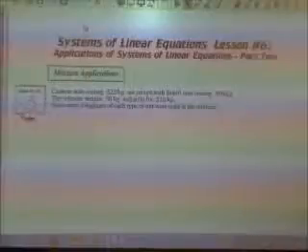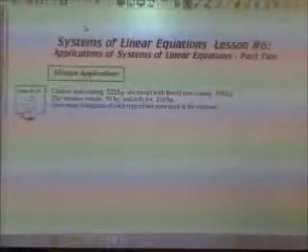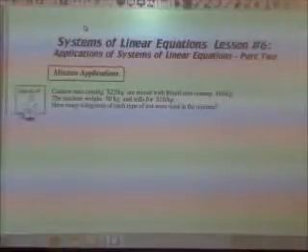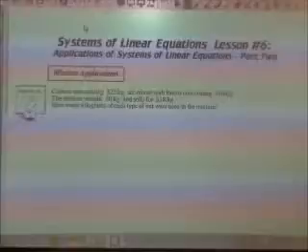So if I look at the first question, cashew nuts cost $22 a kilogram, and they're mixed with Brazil nuts that cost $16 a kilogram. Together, the mixture weighs 50 kilograms, and the price is $18 a kilogram. How many kilograms of each type were used in the mixture?